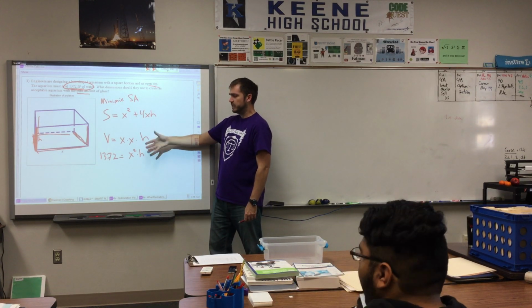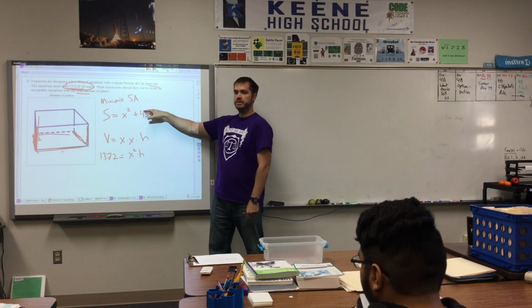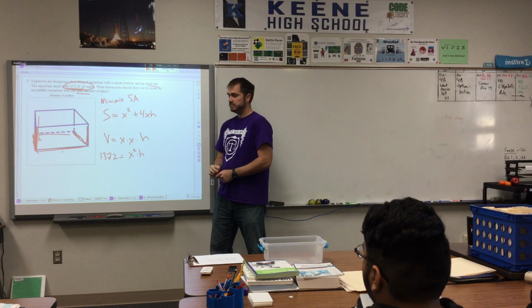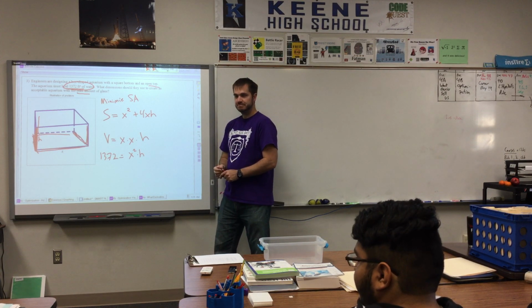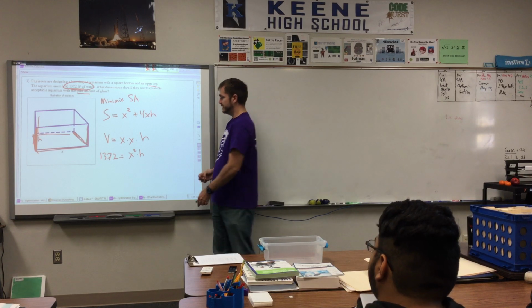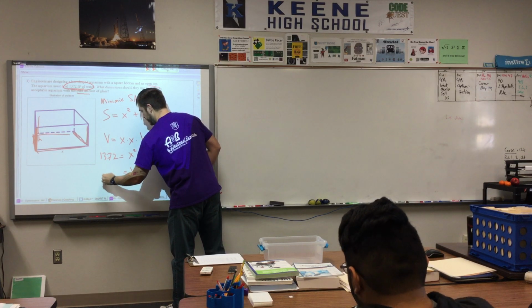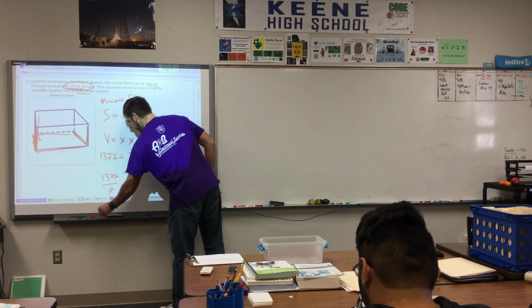We're going to solve this for either x or for h and take that and substitute it in up here. Anybody have a recommendation? H. Yeah, let's solve for h. There's plenty of that there, I agree. So h equals 1372 divided by x squared.